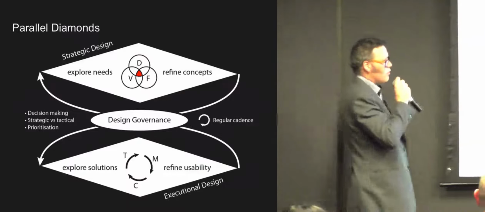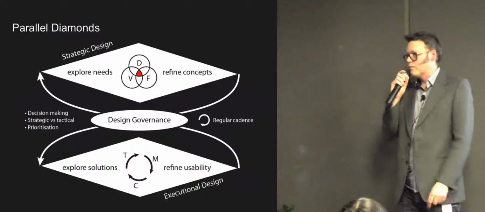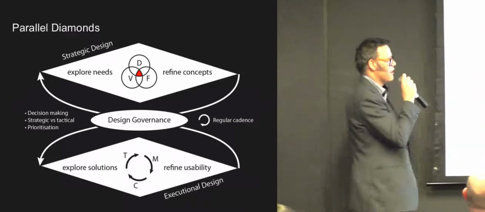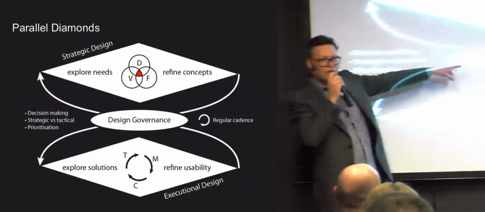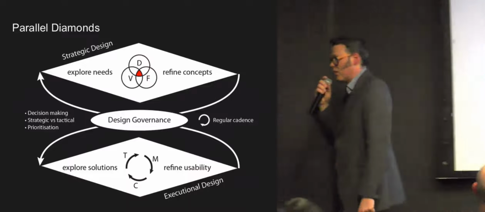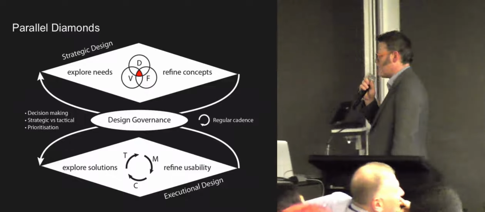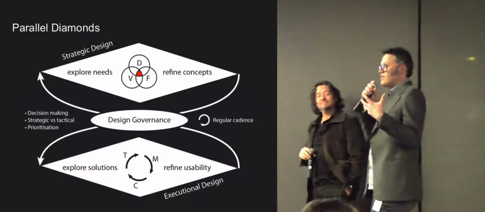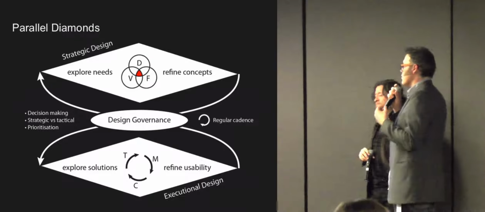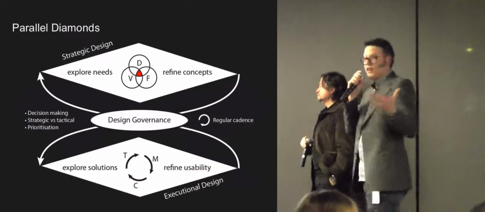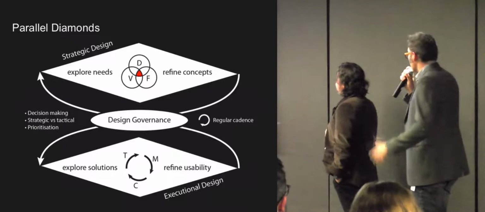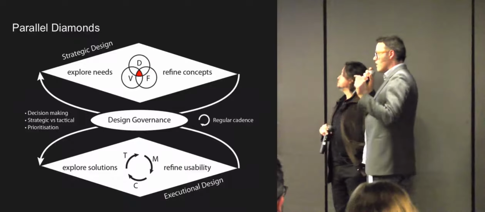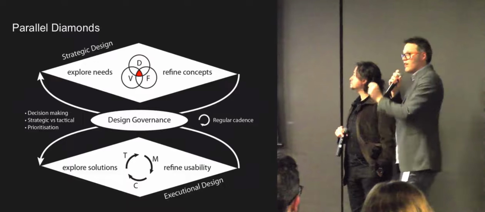But what we are proposing is that they run in parallel, and they're iterative, and they are governed by a central blob here called the design governance blob, which happens at regular intervals. So the design governance is actually the decision-making body. It decides whether we're going to build something in a strategic way, like spend maybe $10 million and do it right, or we're going to do increments along the way and slowly build and get to that.